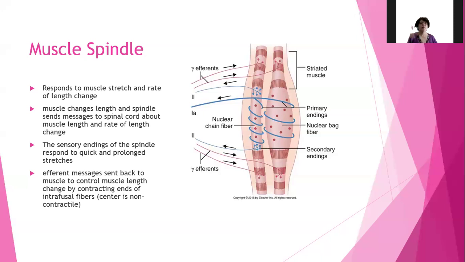Afferent messages are sent back to the muscle to control muscle length change by contracting the ends of the intrafusal fibers inside the middle of the muscle. The center is usually non-contractile. It's just like a length measurer, if you want to think of it that way. And then the outer part of the muscle is the contractile part. The muscle spindle sends that information to the brain and receives information back to help control muscle length. And there are all sorts of cool human tricks that you can do to fool the muscle spindle.